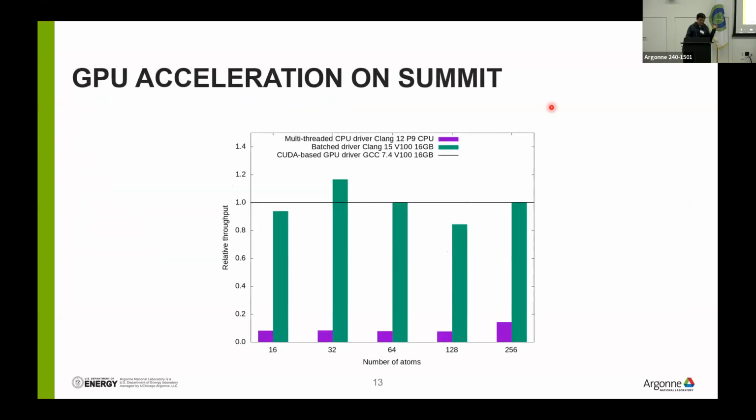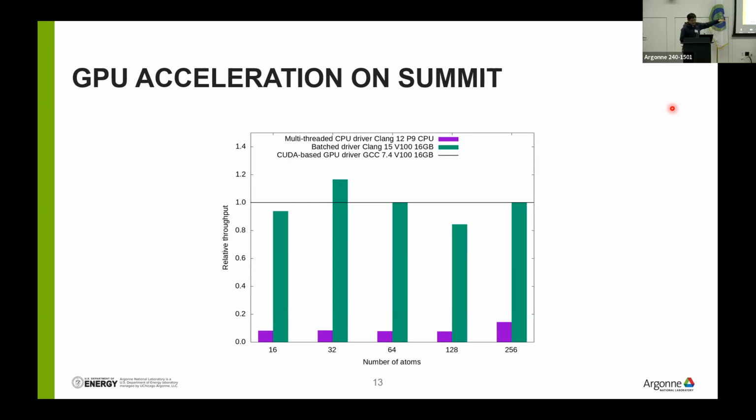Okay, these are performance slides just to tell you that, yeah, GPU accelerates. I don't think it's particularly surprising, right? So this is on Summit. It has 6 V100 GPUs and 2 sockets of Power 9 CPUs, which is quite weak.